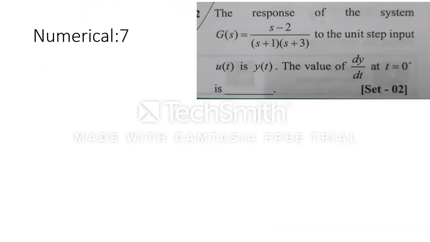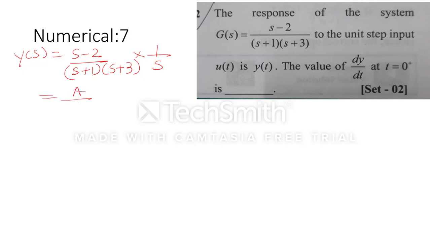Now the response of the system G(s) is given to the unit step u(t) as y(t); they are asking for the value of dy by dt. We know that Y(s) is equal to G(s) times U(s), that is (s minus 2) upon (s plus 1)(s plus 3), and u(t) is given as 1 by s. First of all, by partial fraction we will try to find the values of A, B, C. When we put s equal to 0, we will get minus 2 and here 3, so minus 2 by 3 over s.